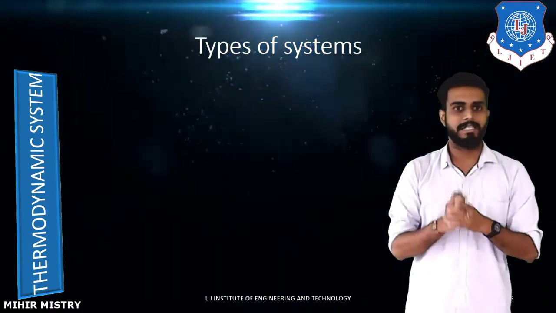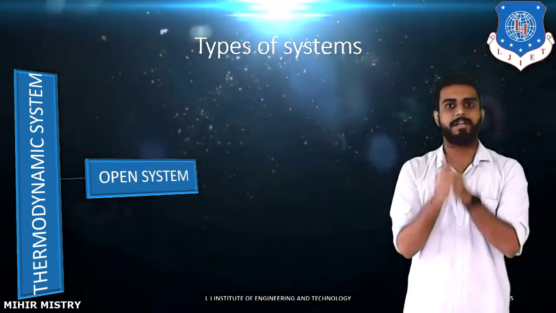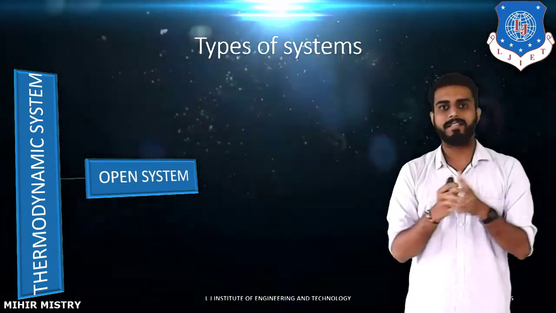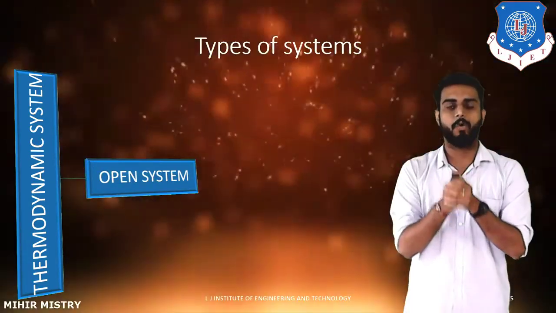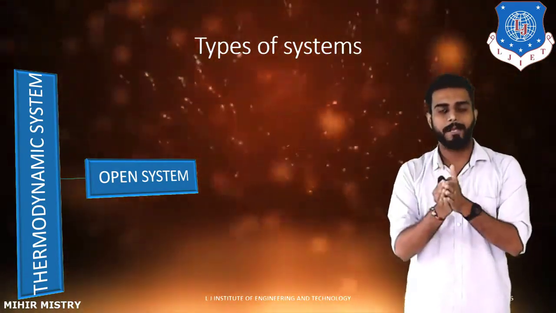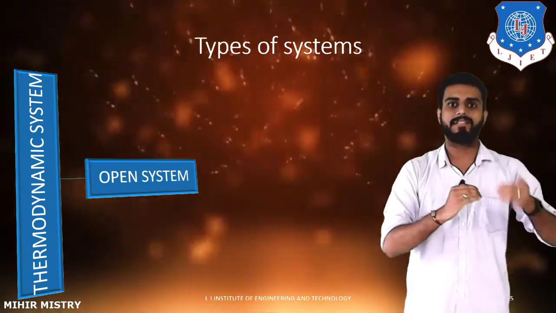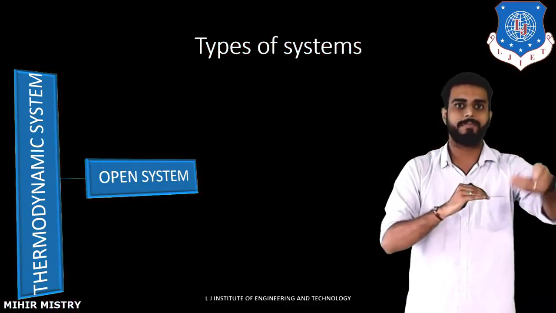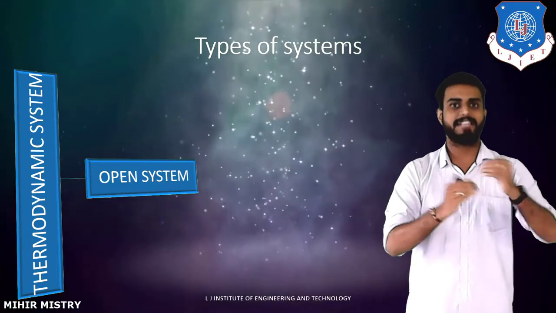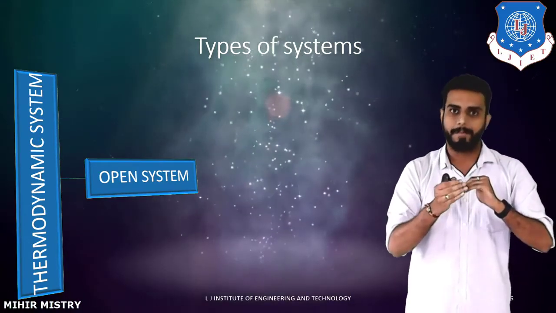The very first is open system. Open system is also known as control volume system. So let us understand the meaning of open system or control volume system. Open system means, simply, the mass as well as energy can transfer from the system to the surrounding or from the surrounding to the system, vice versa will be the case, right?